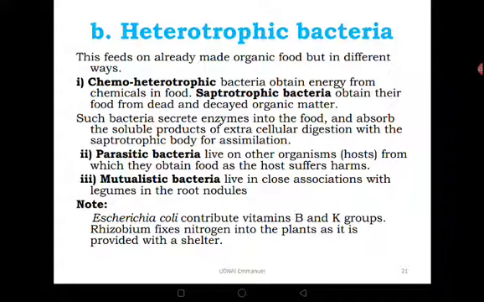Yes, there are many other examples of mutualistic bacteria, including the Escherichia coli that produces vitamin B and K, and others as well.